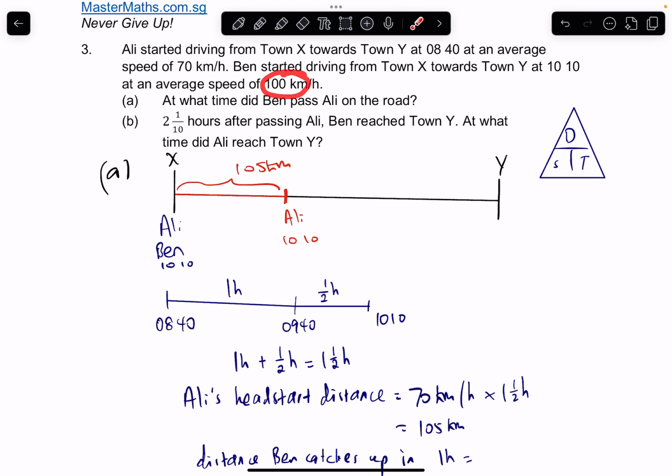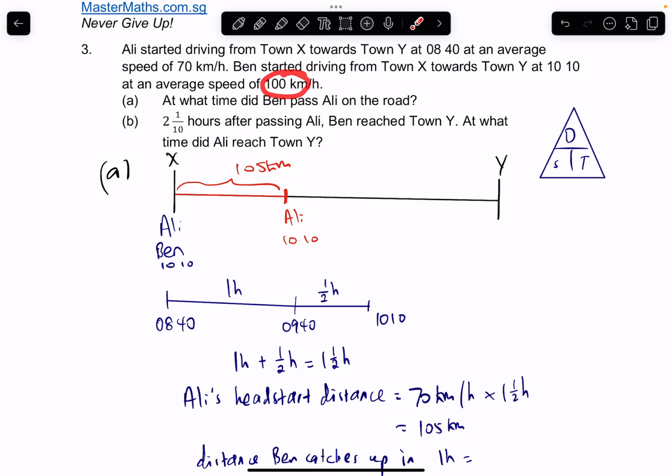So let's see what's the time taken to catch up. 105 divided by 30. You're going to get a fraction. You're going to get 3.5 hours. So that's 3 hours and 30 minutes from the time that Ben starts. So let's see what's the time that Ben actually passes Ali.